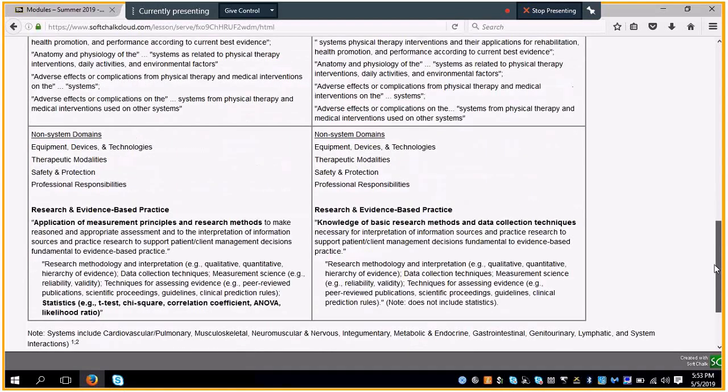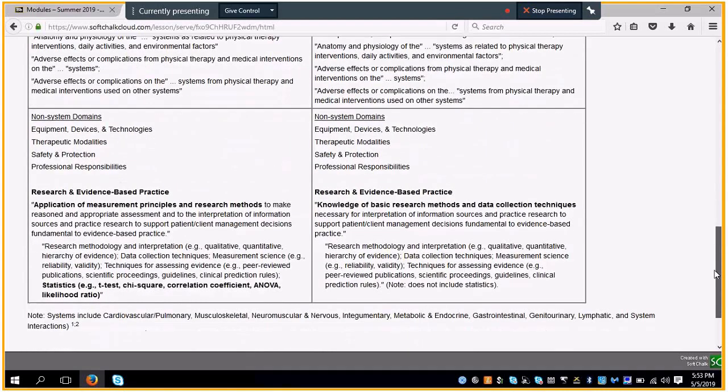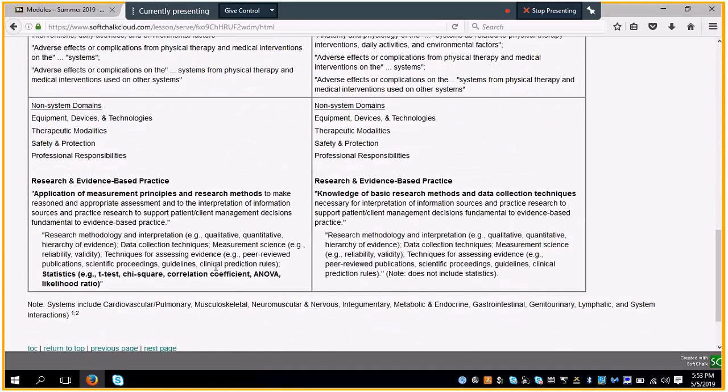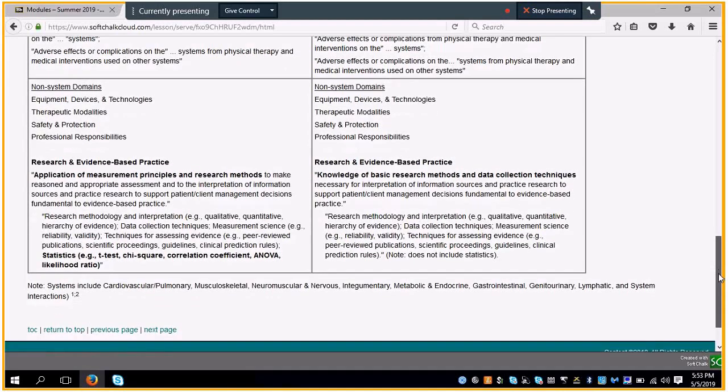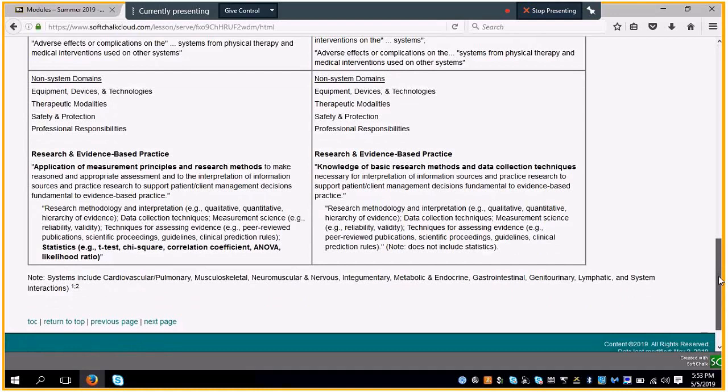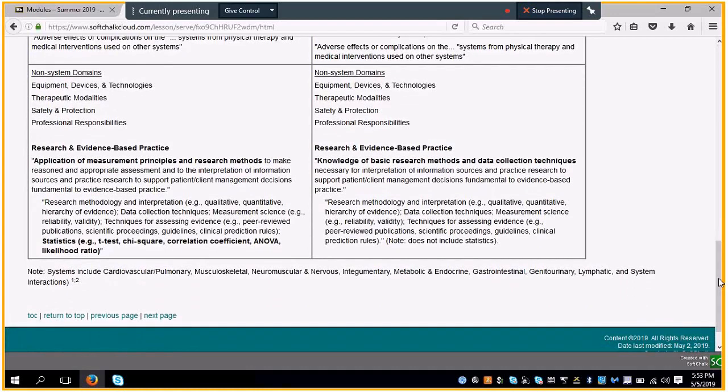Okay. Non-system domains also is pretty comparable, with the research and evidence-based practice component having a little bit higher expectation, particularly in terms of statistics, for the physical therapist compared to what you were expected for the PTA exam. That's addressed in the evidence-based practice course, but also threaded in presentations and review of literature and other courses as well.